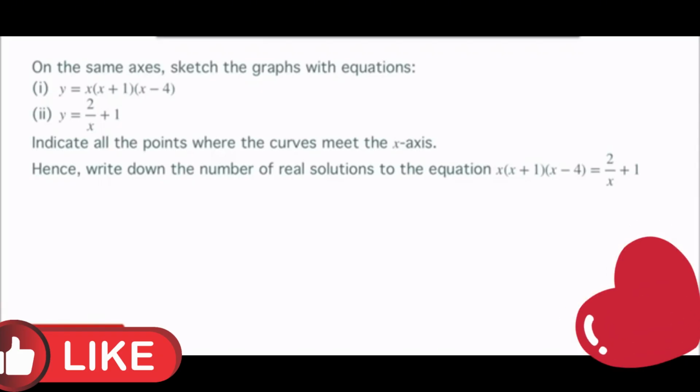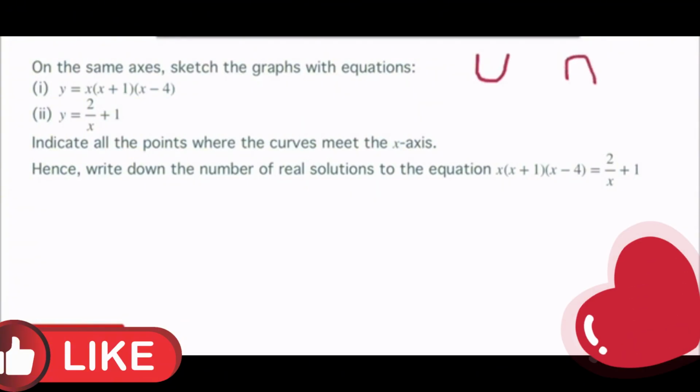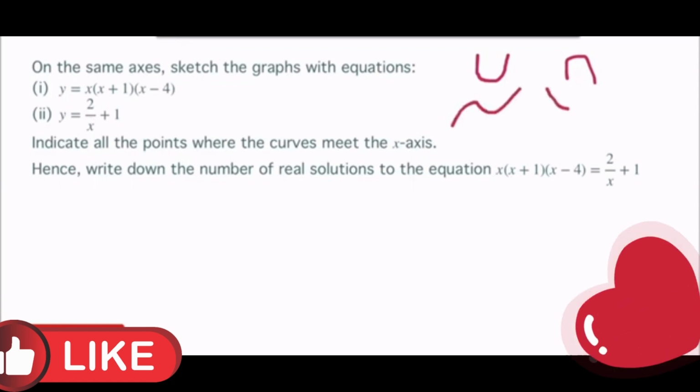At each of these points, and I'm going to draw these to the side, we could have a positive quadratic, which makes a U shape, or a negative quadratic, which makes that N shape. We can have a positive cubic, which makes this sort of shape, or a negative cubic, where we have a negative x cubed.